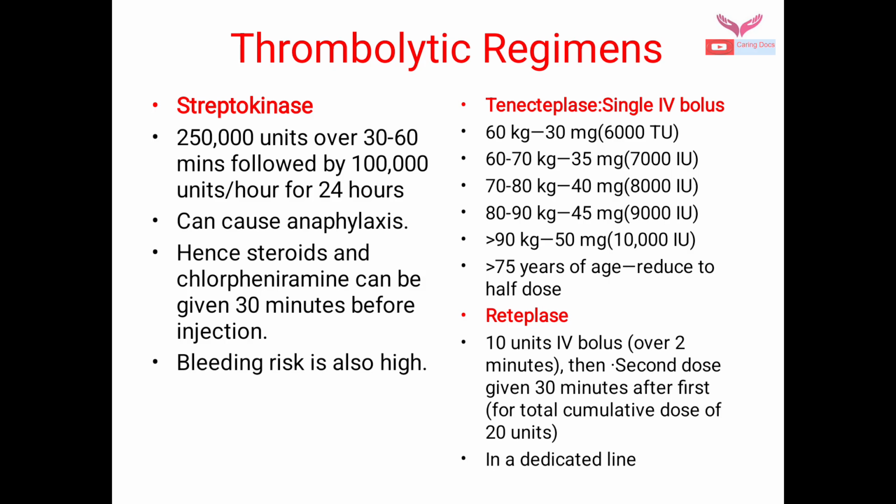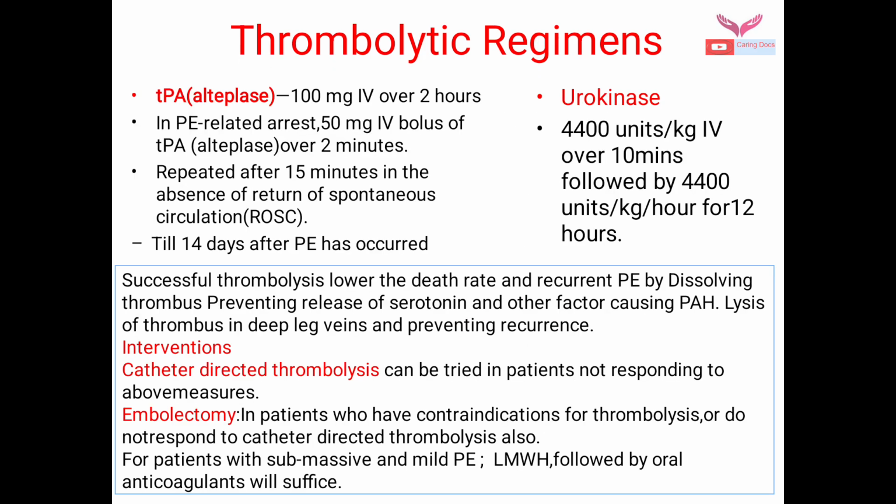Similarly, we can give reteplase. It is given as a 10 unit IV bolus over 2 minutes. Then the second dose is given 30 minutes after the first, for a total cumulative dose of 20 units in a dedicated line. TPA, that is alteplase, can be given as 100 milligram IV over 2 hours.